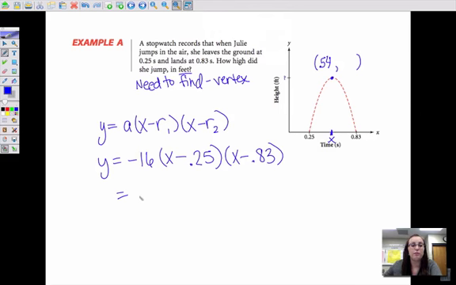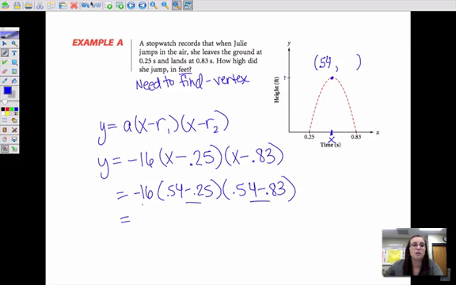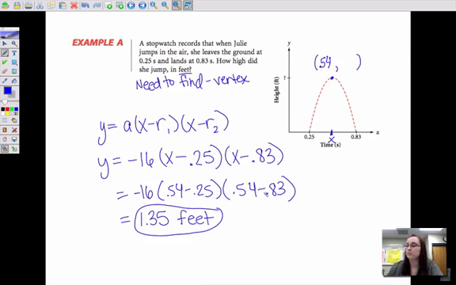So I'm going to plug 0.54 into my equation. And especially if you're using the Inspire, you could just type this in as is, but basically what you'd do is you'd subtract this, and then you'd multiply negative 16 times the answer here times the answer here. I'm just going to go ahead and write down it's approximately 1.35. So this is your answer here. This is the y coordinate of the vertex, which is the height in feet at 0.54 seconds. That vertex is the maximum height that she jumped. Okay?